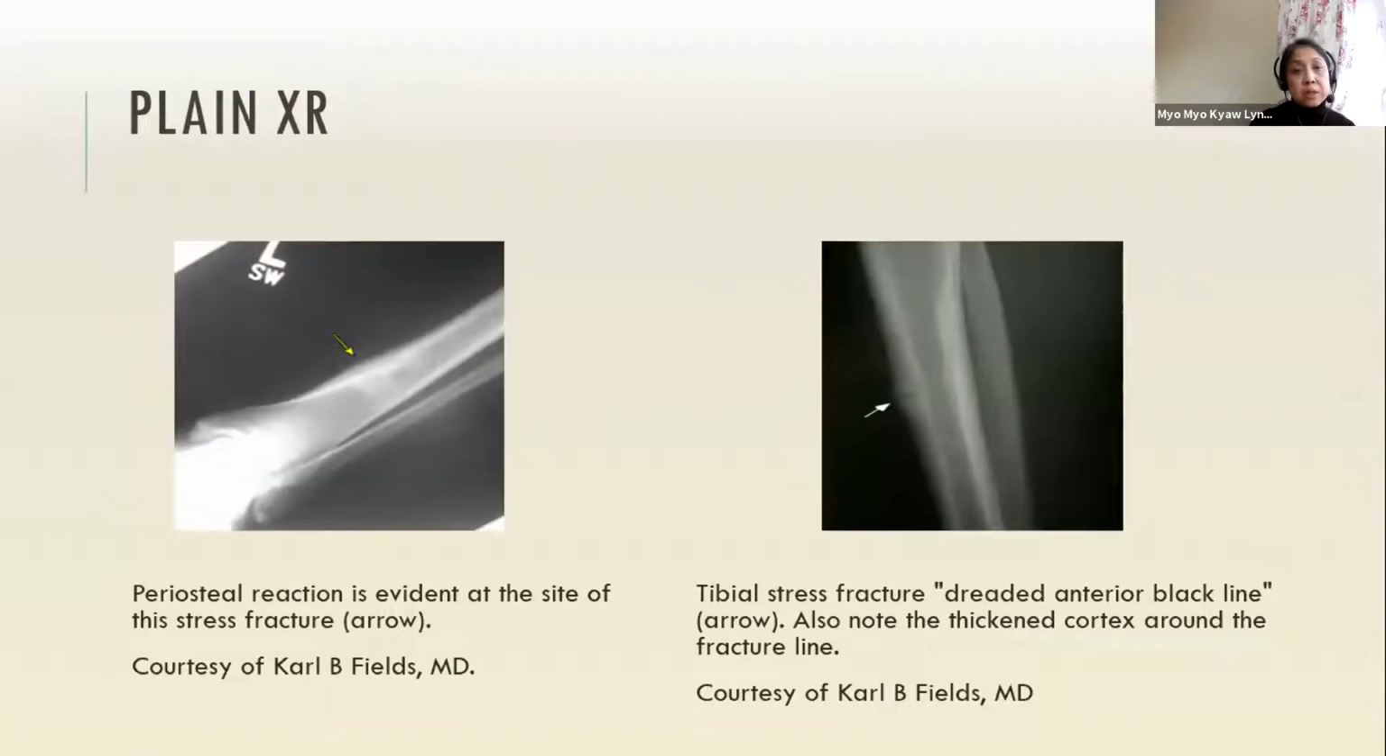This is just a plain X-ray that I uploaded. In the first slide you can see an elevation of the periosteal area, which is the site of the stress fracture. In the second picture you can see a linear crack due to atypical fracture secondary to bisphosphonates.